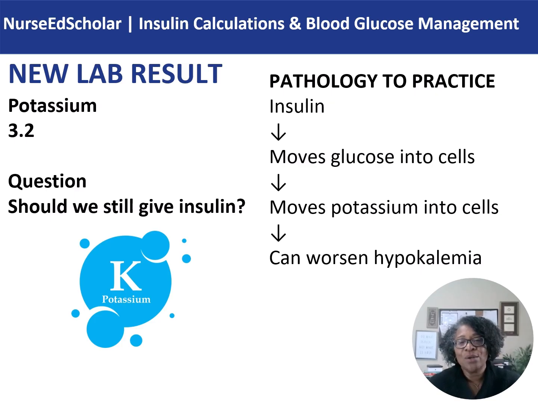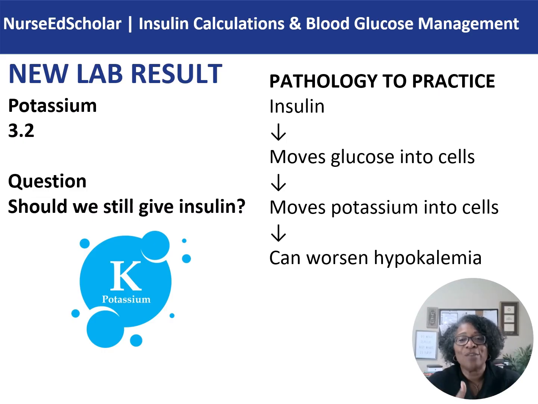Okay. And what does insulin do other than lower blood glucose? Well, insulin actually moves glucose into the cells, and potassium moves with it. The potassium in the bloodstream is where they received this lab result. So it was 3.2. But if you're giving that insulin, it is moving that potassium from the bloodstream inside the cell. And so what's going to happen? There's going to be less potassium in the bloodstream. Okay? And that's going to make the potassium level worse.